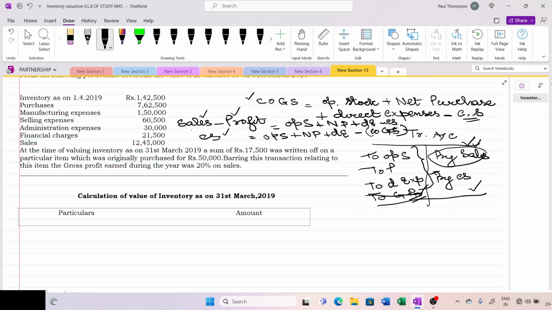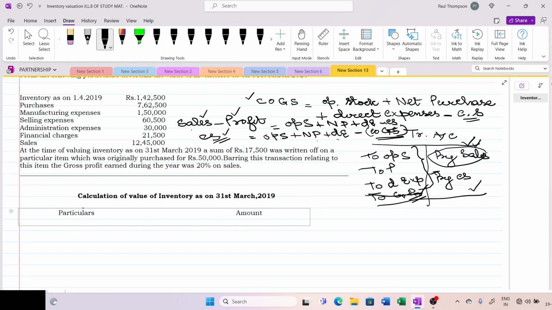You need not mug up all those things. Basically you understand the concept. Opening stock plus net purchases plus direct expenses minus cost of goods sold. Cost of goods sold here is nothing but sales minus profit. Then this will become closing stock. We will be getting it at cost. Okay. Now let us proceed with the sum.